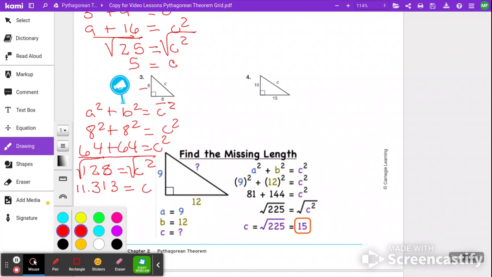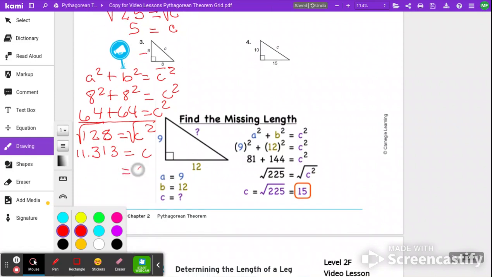So when we round this to the nearest tenth, C is approximately 11.3.